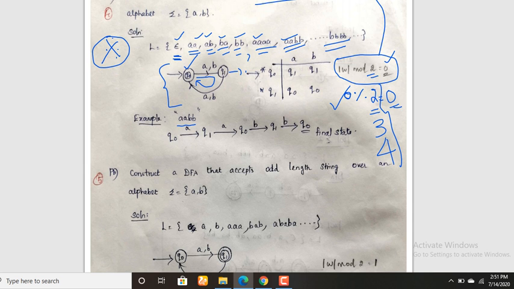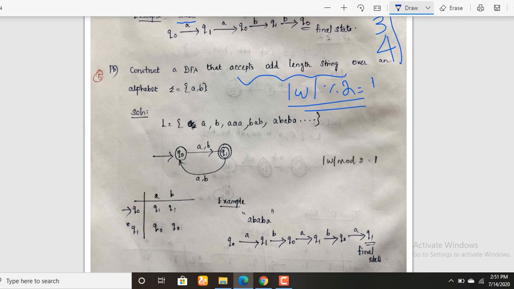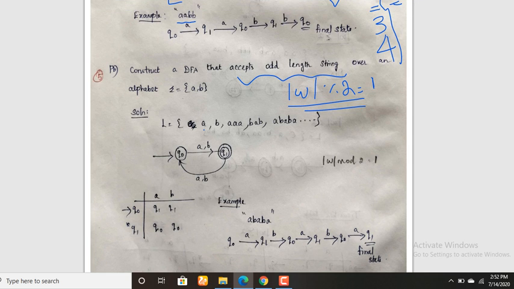Next, construct a DFA that accepts odd length strings over an alphabet sigma equal to {a, b}. So the length of string modulo 2 equals 1. Instead of writing this statement, we can use this expression too. Here you won't include epsilon. There is no possibility to include epsilon here.